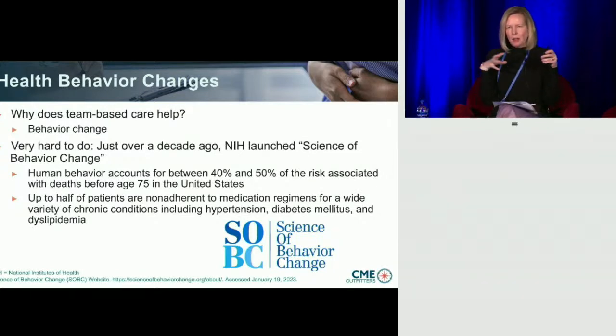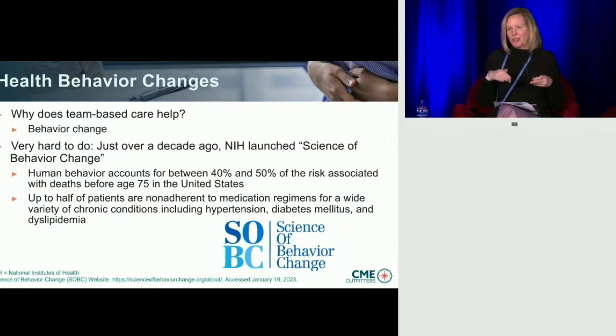So what does it kind of come down to? When I think about a multidisciplinary team, what are we really doing? We're trying to help the patient move behavior change. So they've had a long history of mental health issues and maybe haven't dealt with it, or they need to think about their diet a little bit differently. Team-based care is going to help.